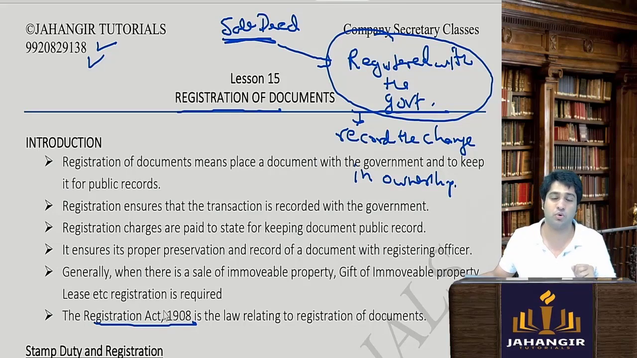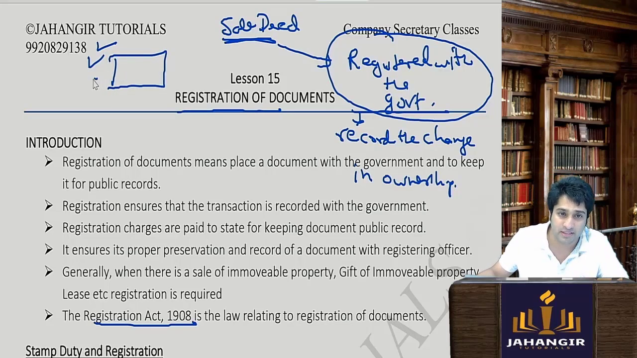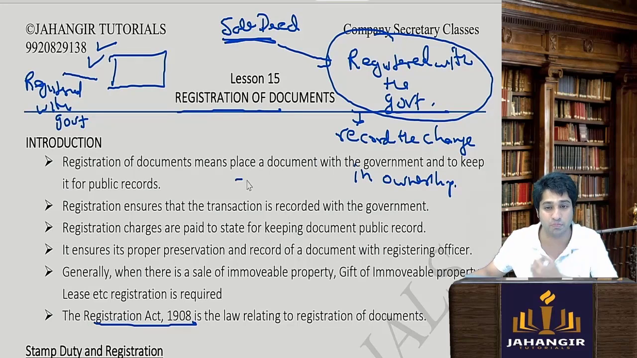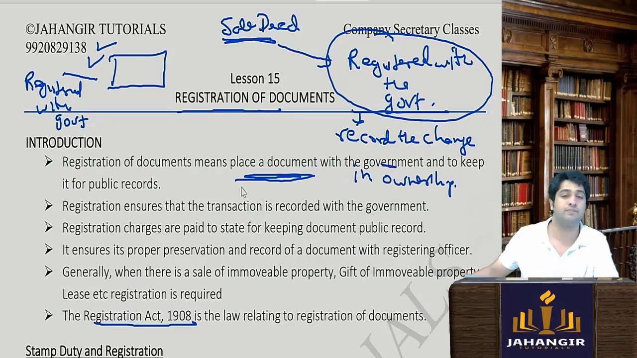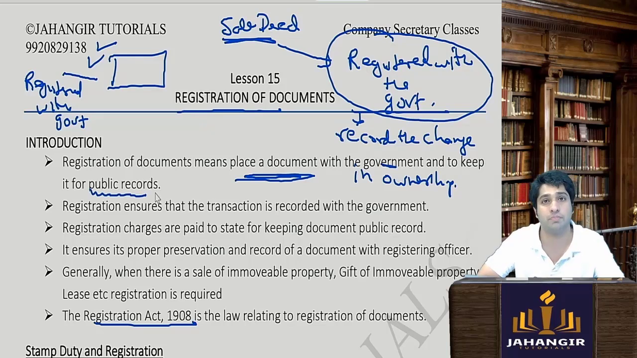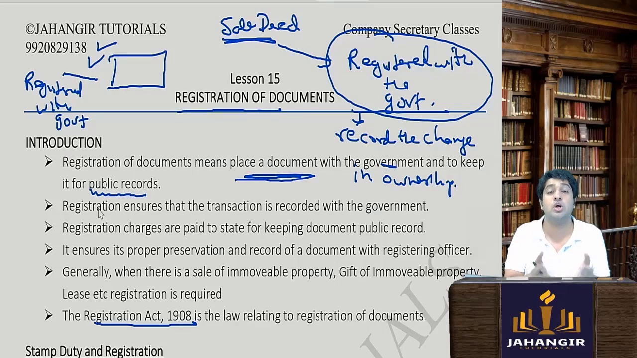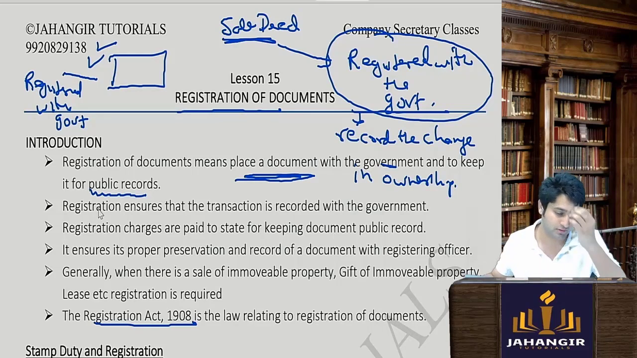Whenever property is bought and sold, there is a document that is entered like a sale deed. This sale deed needs to be registered with government. When I say registered with government, what does it mean? It means you have to place the document with the government. Once you keep it with the government, it comes in the public record or public domain. Anyone can find out by doing a title search who is the owner of the property. So the government charges a registration fee. This registration fee is basically to hold the document, to keep it, to preserve the document with the government.